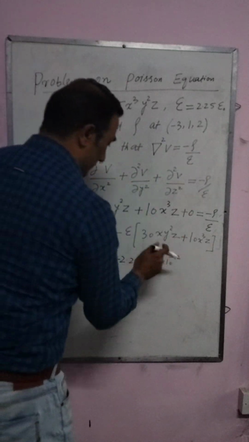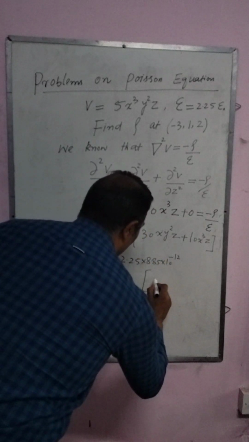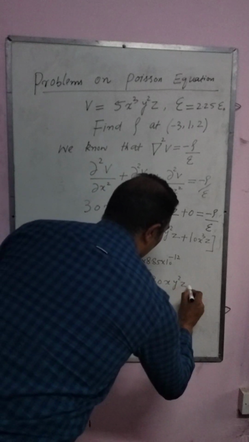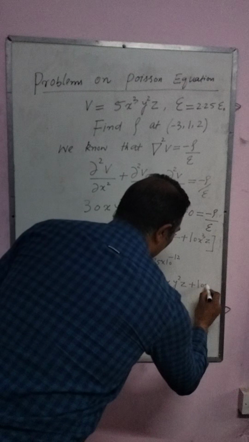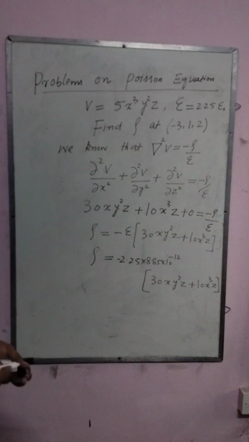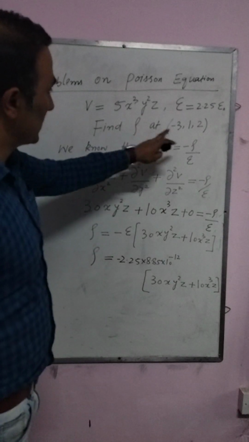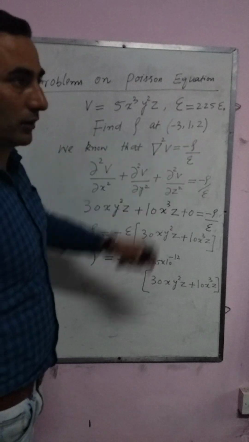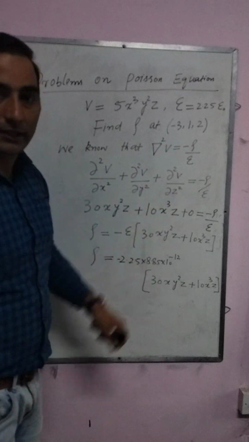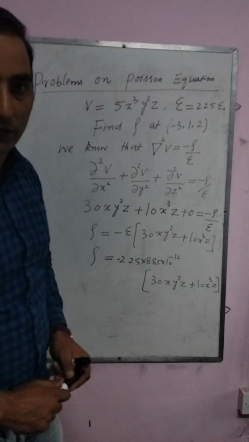Because epsilon naught is this one, and inside the brackets will be 30 x y square z. Now we have to calculate what the charge density will be at the point -3, 1, 2, so x equals -3, y equals 1 and z equals 2.